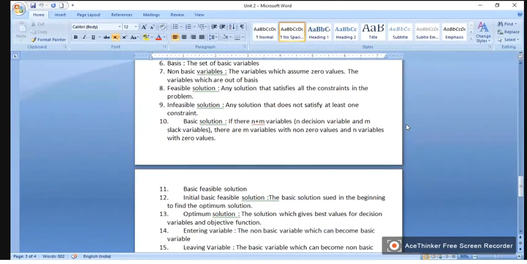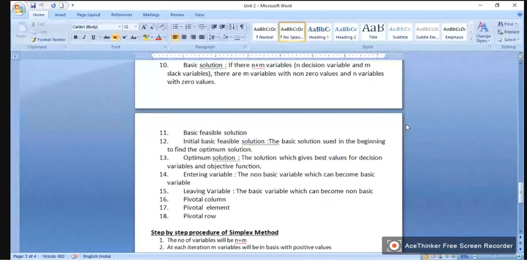Basic feasible solution. Initial basic feasible solution: the basic solution used in the beginning to find the optimal solution. Optimal solution: the solution which gives the best values for the decision variables and the objective function.